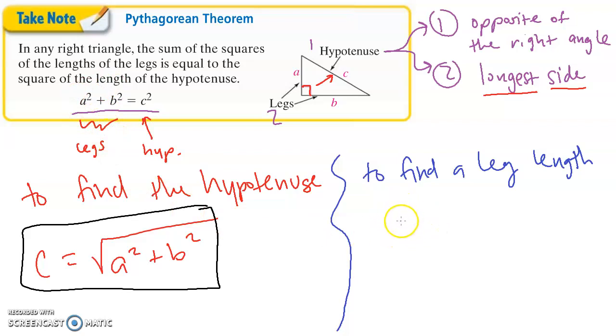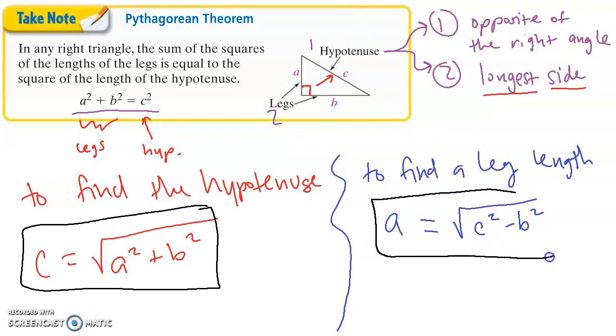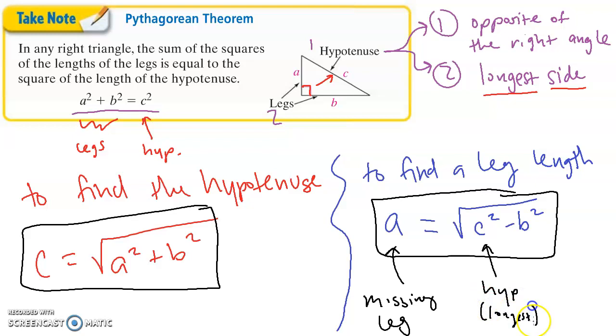And I'm going to go ahead and give you guys the shortcuts. If you want to find the length of a leg, let's say the length of leg A, it is the square root of c squared minus b squared. Now, technically, you do not need another formula to solve for b, because it doesn't matter which one is A or which one is B you're solving for. A will always be the length of the missing leg. C will always be the hypotenuse, which will be the longest side. And B will be the other leg, and that would have to be given to you.